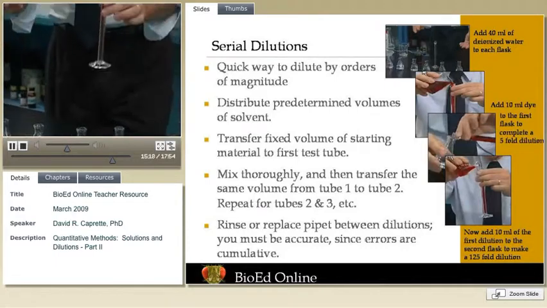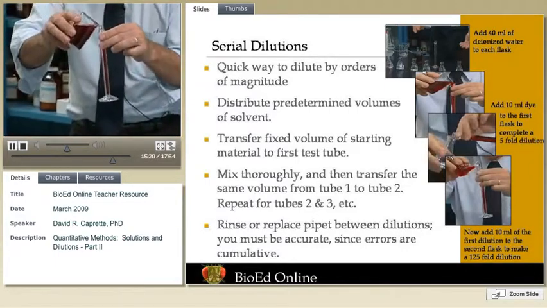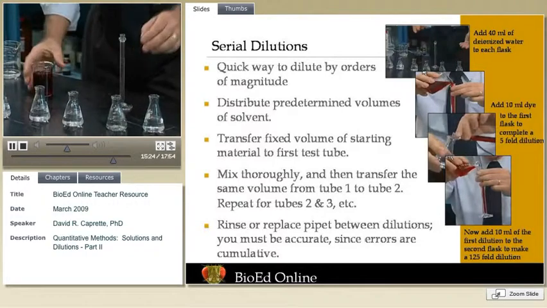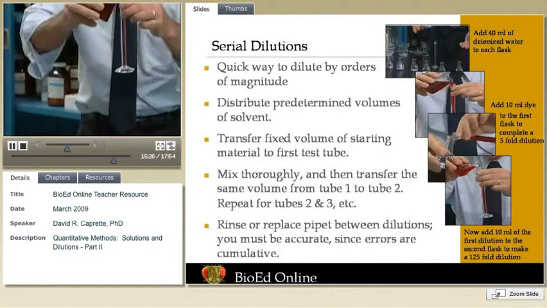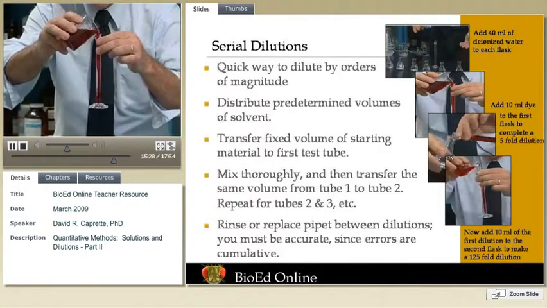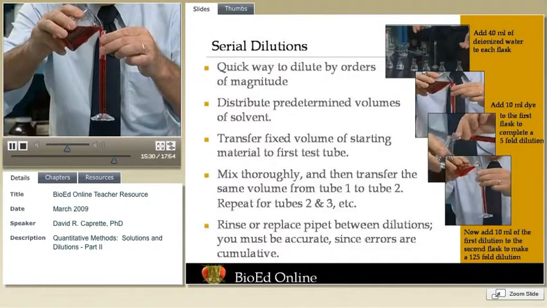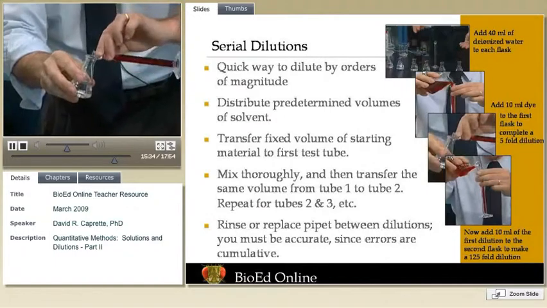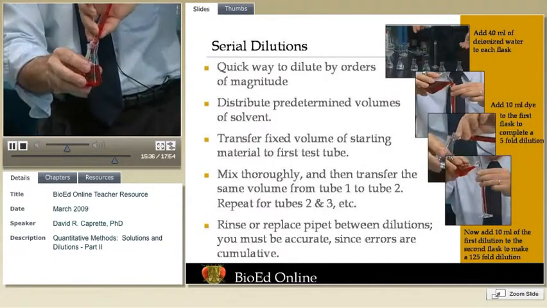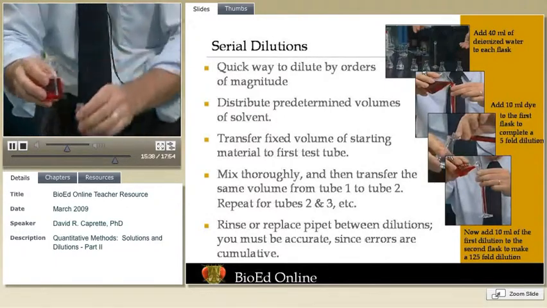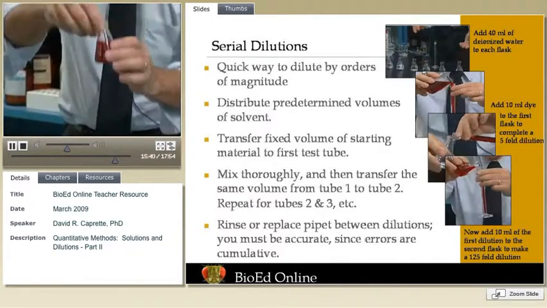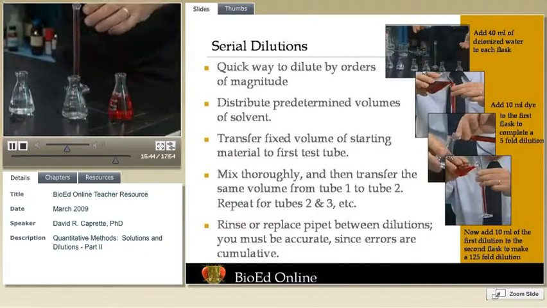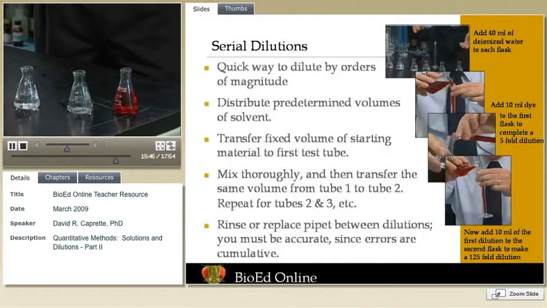Now I'll start with the concentrated dye, and I will need my glasses in order to see the units here. Error is cumulative, so we do want to be fairly precise with this one. Okay, that's close enough. And I'm going to add my dye to the first flask. There we go. That mixed pretty well.